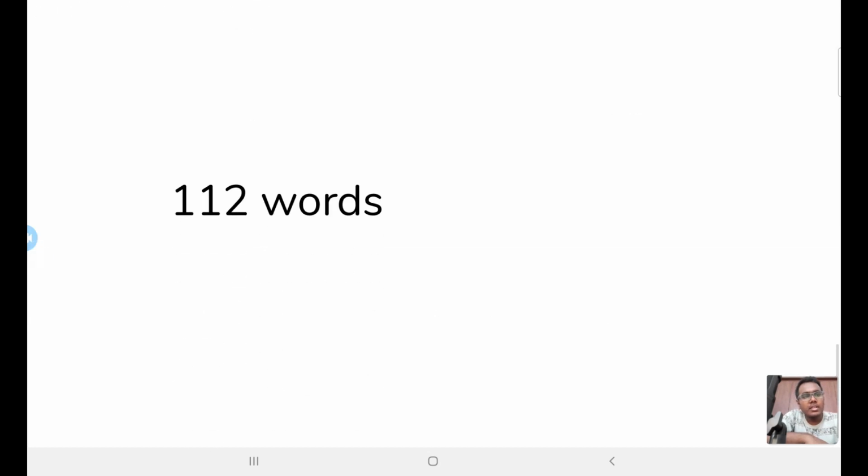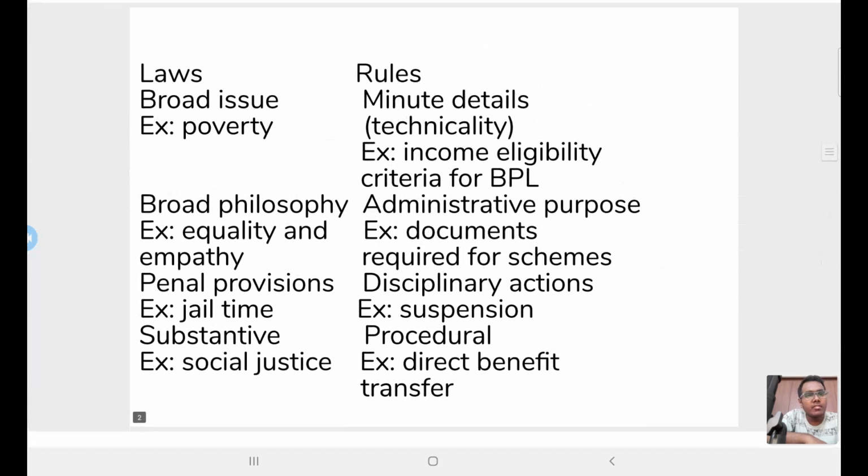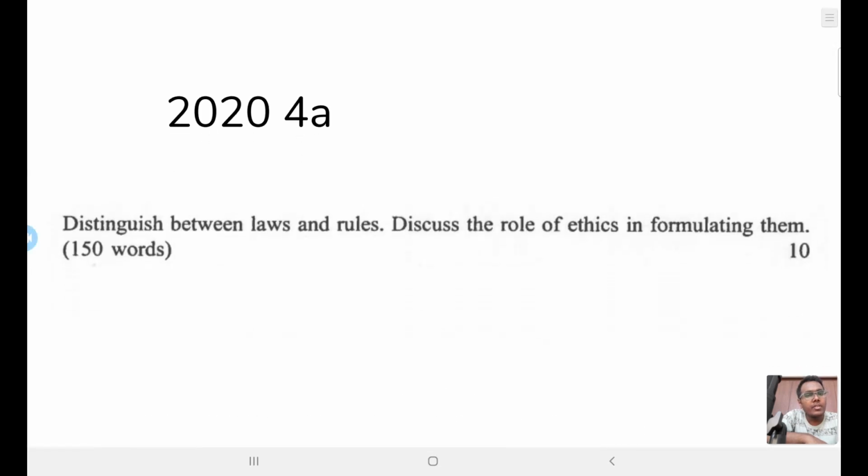If we see, this comes to 112 words. Again, in ethics it is quality and not quantity that is important, and 150 words is the maximum that you should be using. You should be writing well within the 150 words. This will also save time to think for other answers and in writing other answers. So that is it. We need to distinguish between laws and rules, and discuss the role of ethics in formulating them.